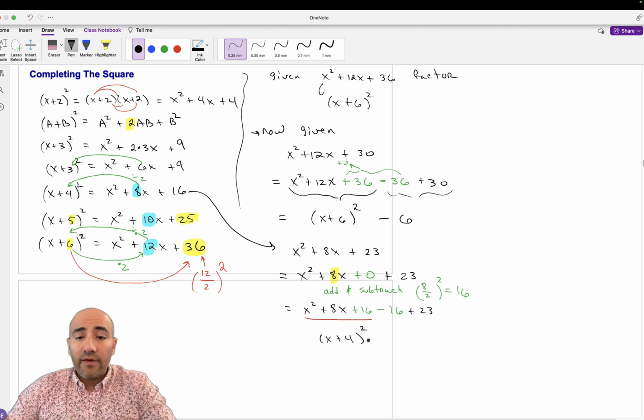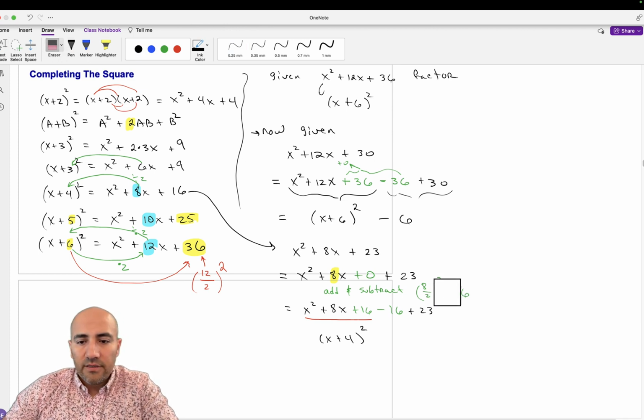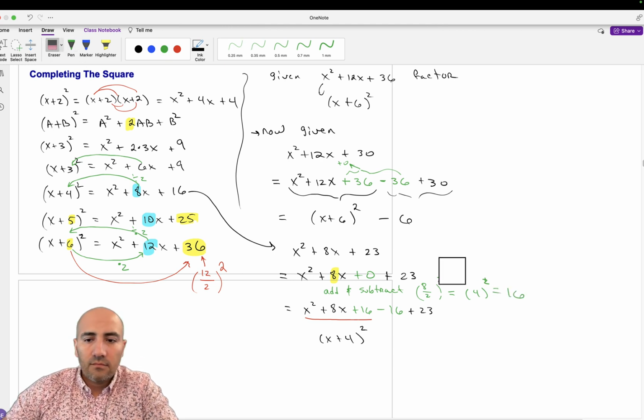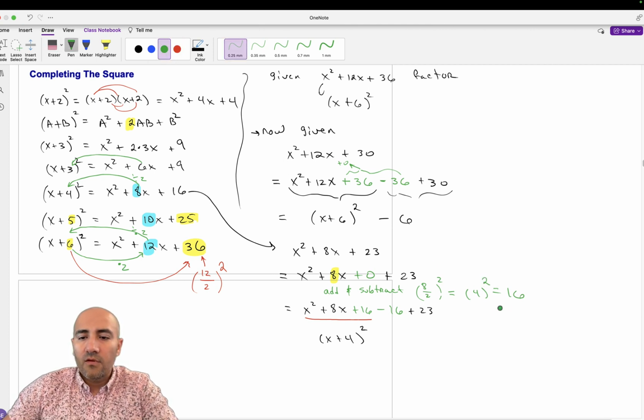By the way, when the numbers get very difficult, it's not quite as easy to spot what it is, but just remember that this number, before you squared it, is the value that goes there. 8 divided by 2. In fact, let me put that on here. Come over here and say that this is 4 squared, which is 16. And so the number right there before you squared it is the same number that goes right in here.